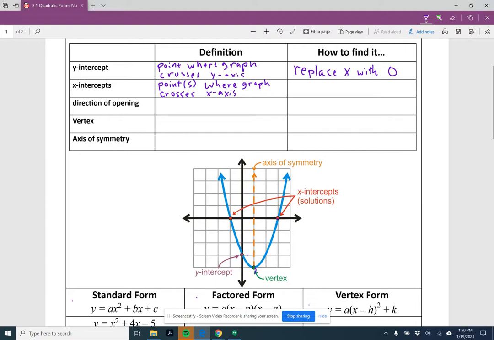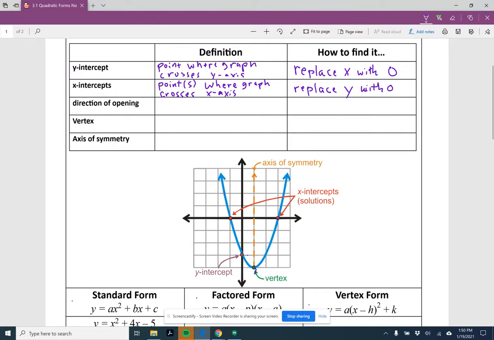They're going to happen when y equals 0. That's how you get on the x-axis. The y value has to be 0. So replace the y with 0 in your quadratic equation, in your quadratic function, and you've got your x-intercepts.